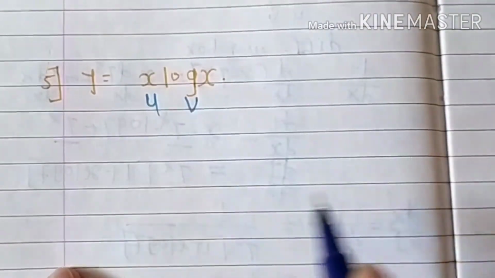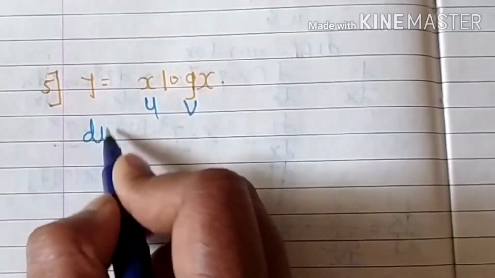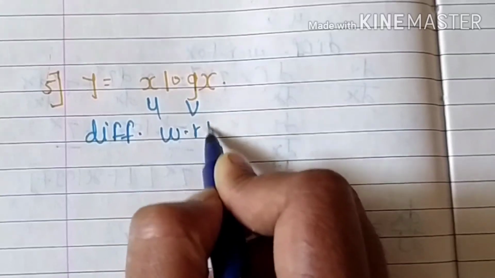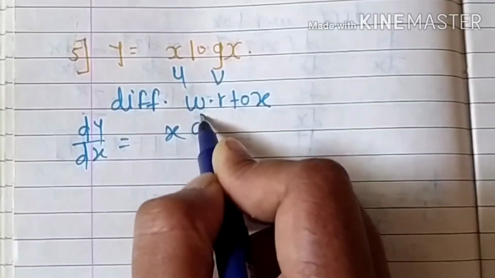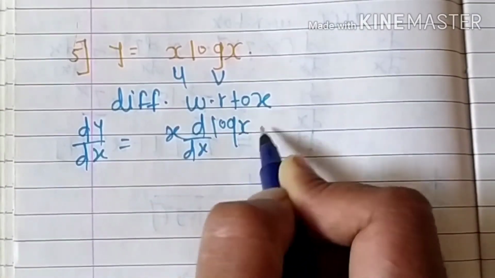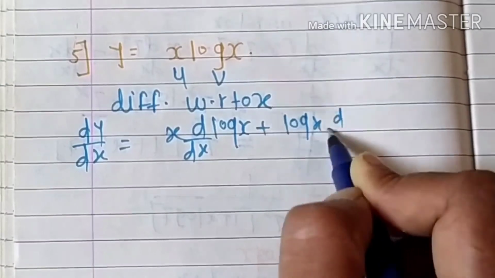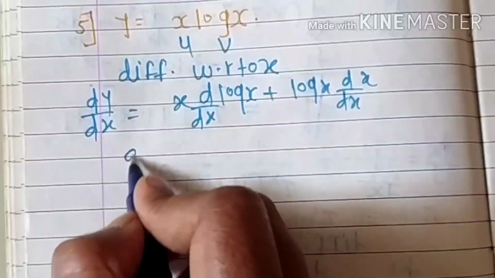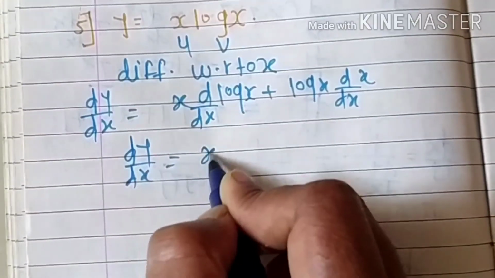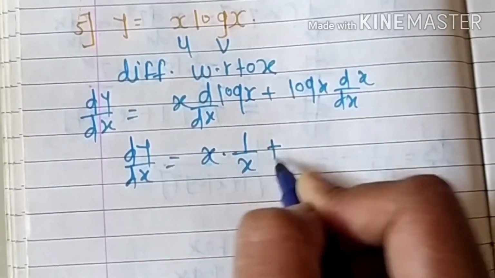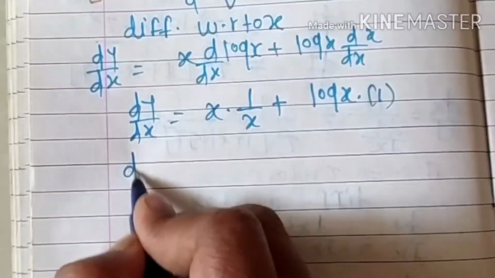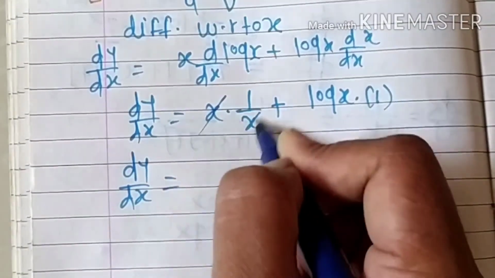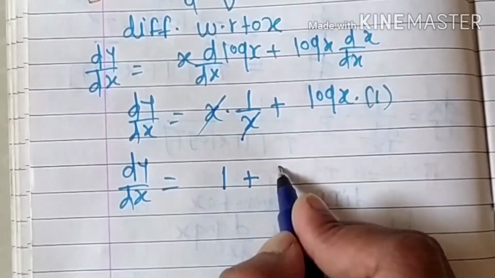Then the last example is here, a product, u into v, x into log x. Here also we differentiate with respect to x. Then dy by dx is equal to x into the derivative of log x plus log x into the derivative of x. We know that the derivative of log x is 1 upon x, log x is constant for the second term, and the derivative of x with respect to x is 1. Then dy by dx is equal to, this x and this x get cancelled, remaining 1, plus log x.